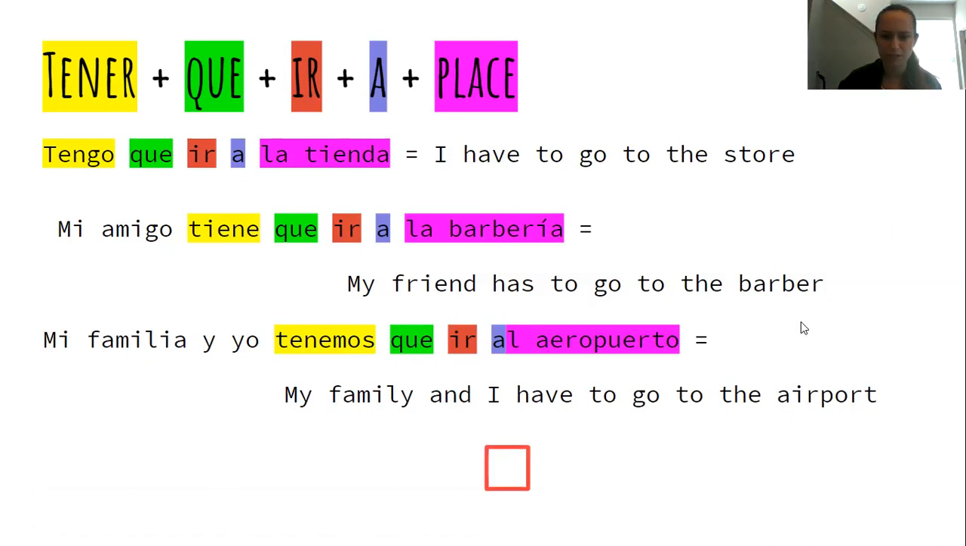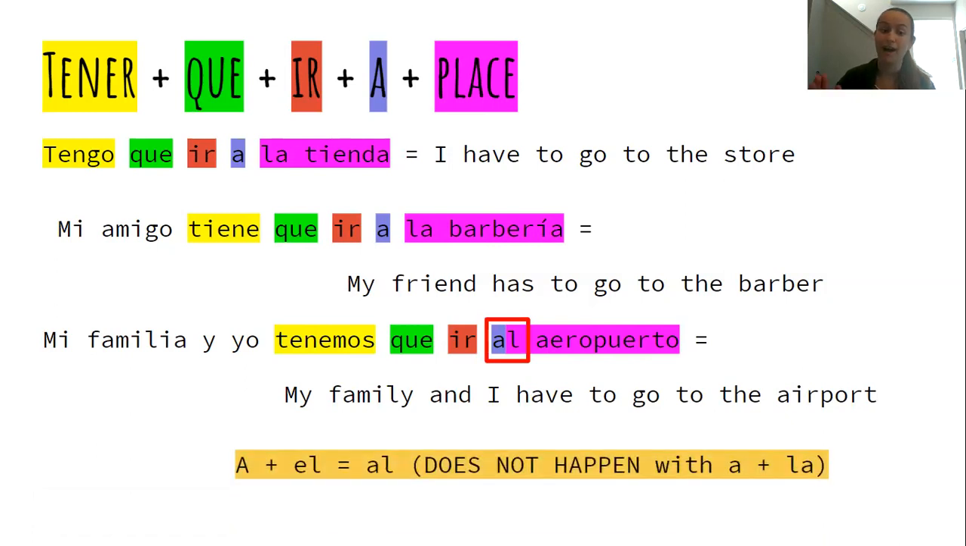Now what happened at the end here? Al. Remember, when we have a next to el, it becomes al. That's why you see it would have been a el aeropuerto, but they fused together and now we have al aeropuerto. That does not happen, as a reminder, with anything other than el. You see up here we had a next to la and they stay separate. It's only when a is next to el.